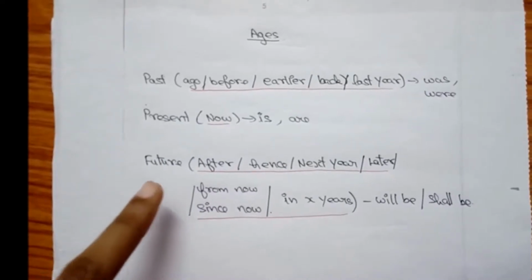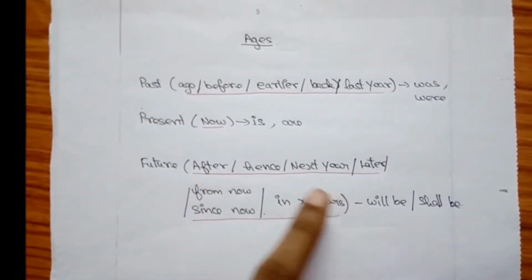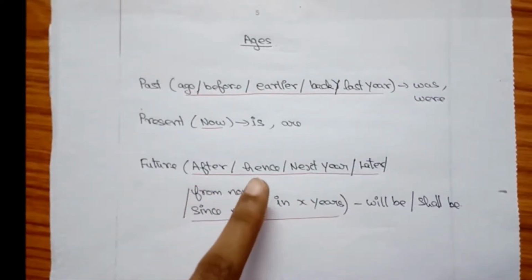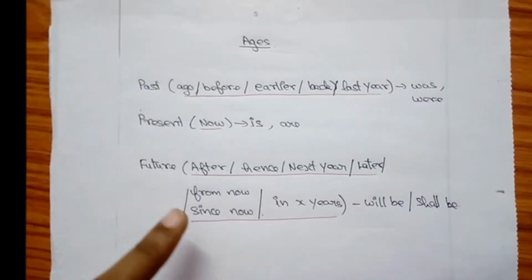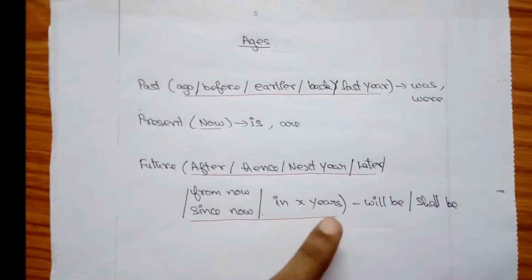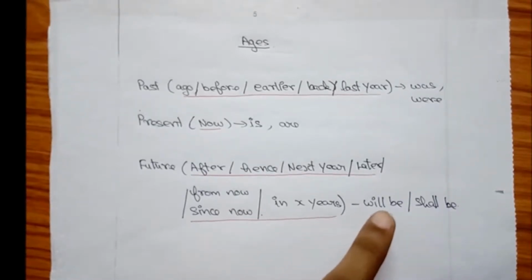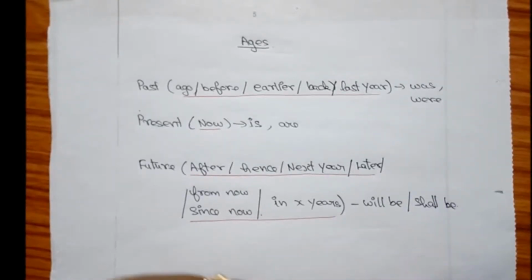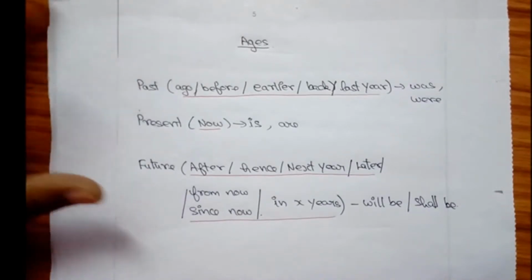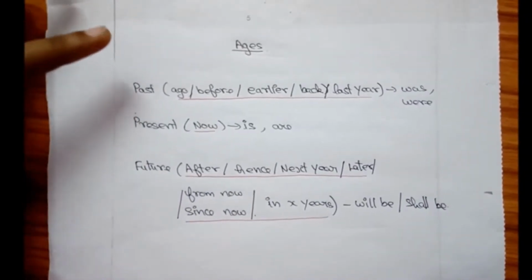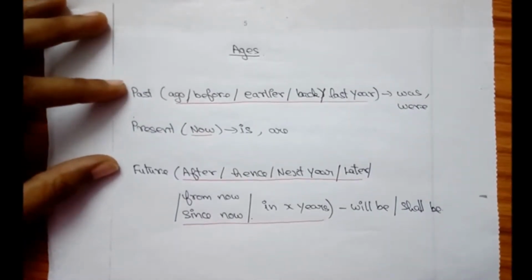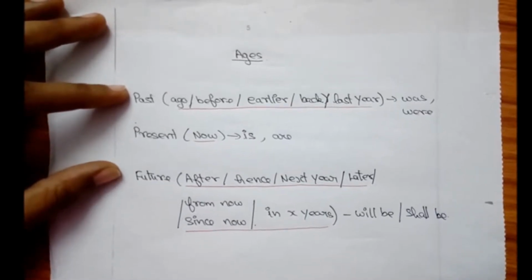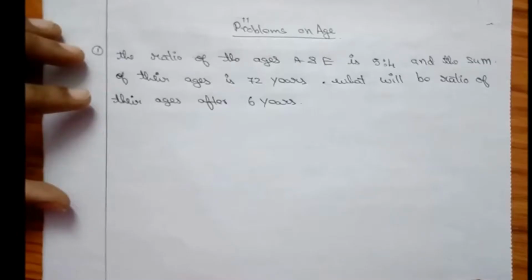Okay, for the future they will use words like after or hence, next year, later, from now, since now, in X years, with the words will be or shall be. From these keywords you can find whether the question is past, present or future and move on with the problems. So now let's deal with the problems and I will tell you how to solve these kind of problems.